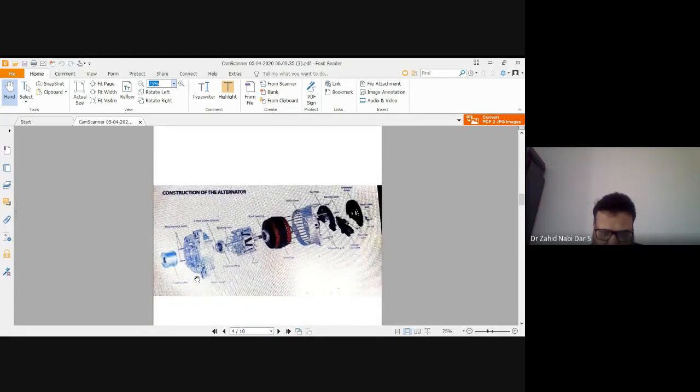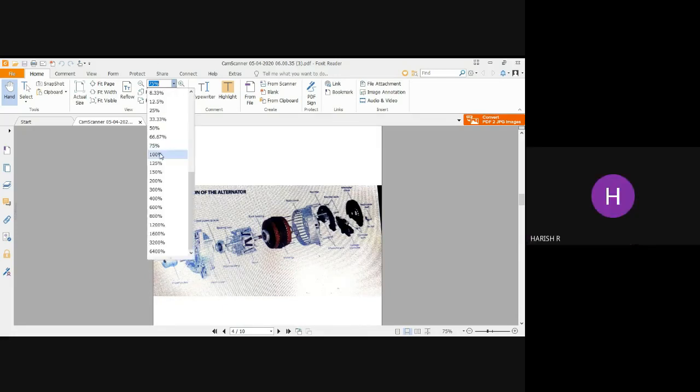Here you can see this is the arrangement. This picture is not clear. A little bit, I'll just increase.